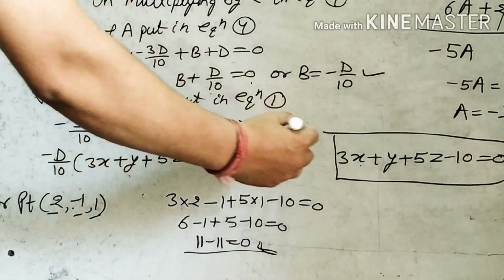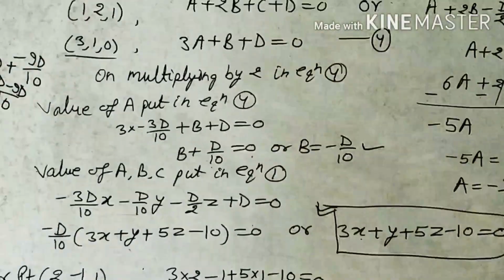This point satisfies the equation of the plane. That's why the 4 points are coplanar.